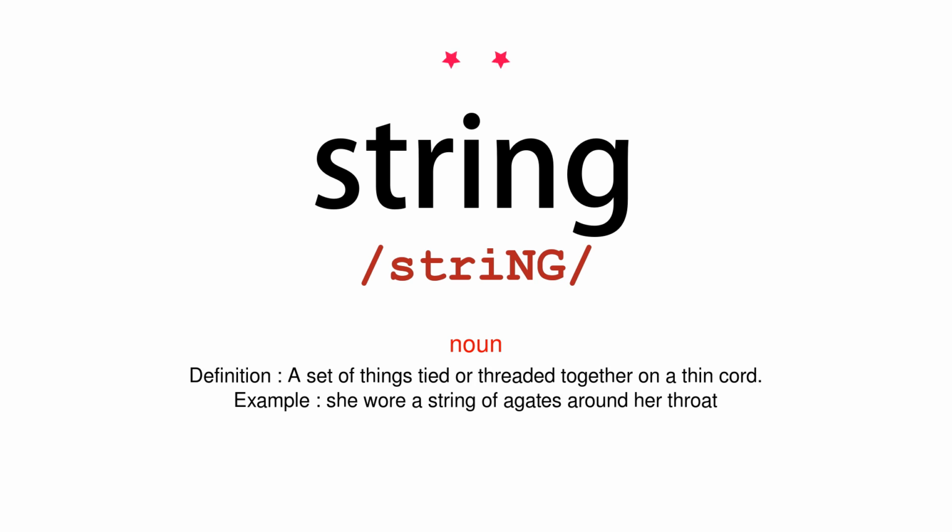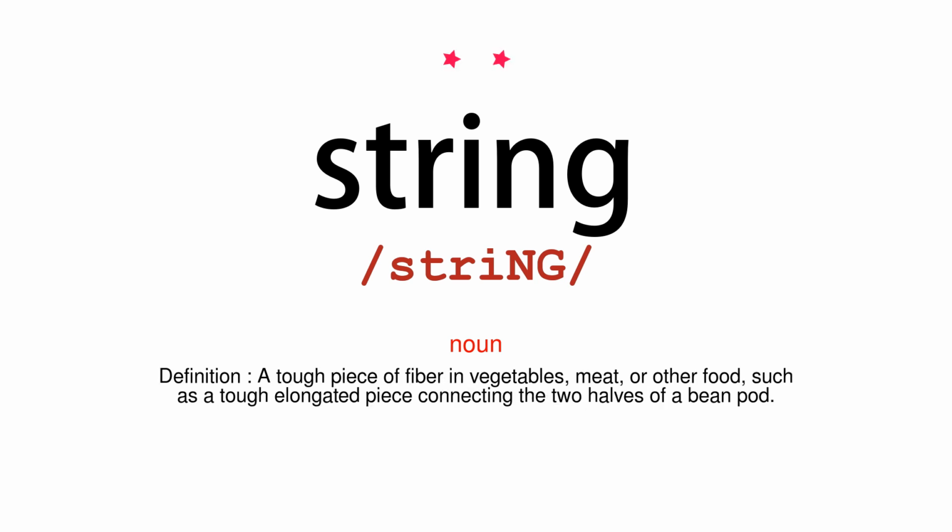Noun. Definition: a set of things tied or threaded together on a thin cord. Example: she wore a string of agates around her throat. Noun. Definition: a tough piece of fiber in vegetables, meat, or other food, such as a tough elongated piece connecting the two halves of a bean pod.